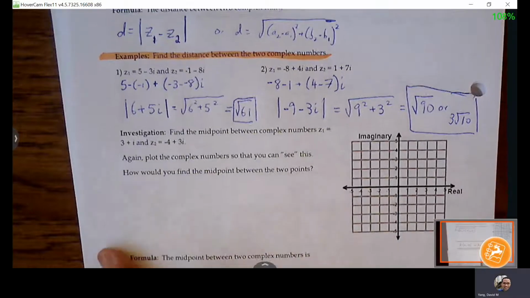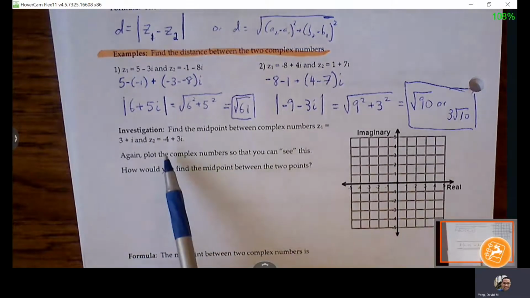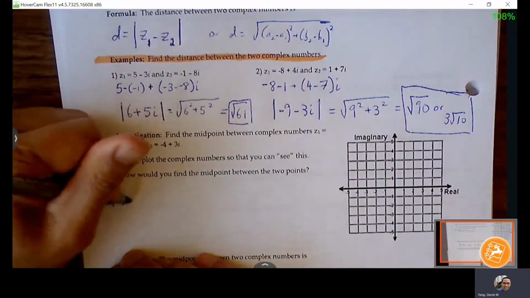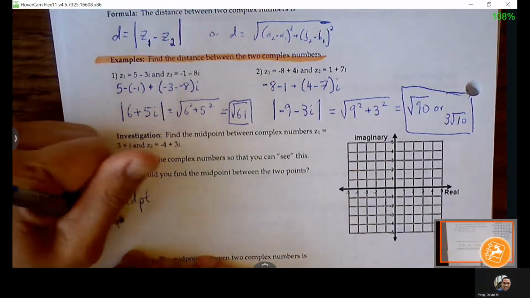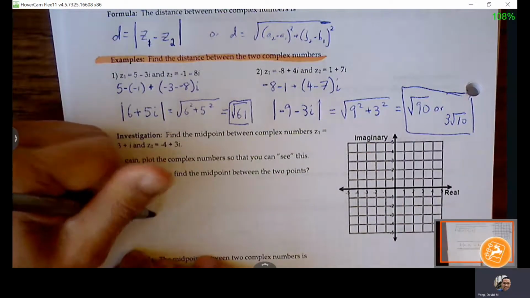Okay, let's review a little bit about midpoint. If I want to find the midpoint of two values, I'm just going to be adding and dividing by 2, right? Imagine finding the average of two values. If I want to find the average of two numbers, I add together and divide by 2. So this is the midpoint formula for normal ordered pairs.